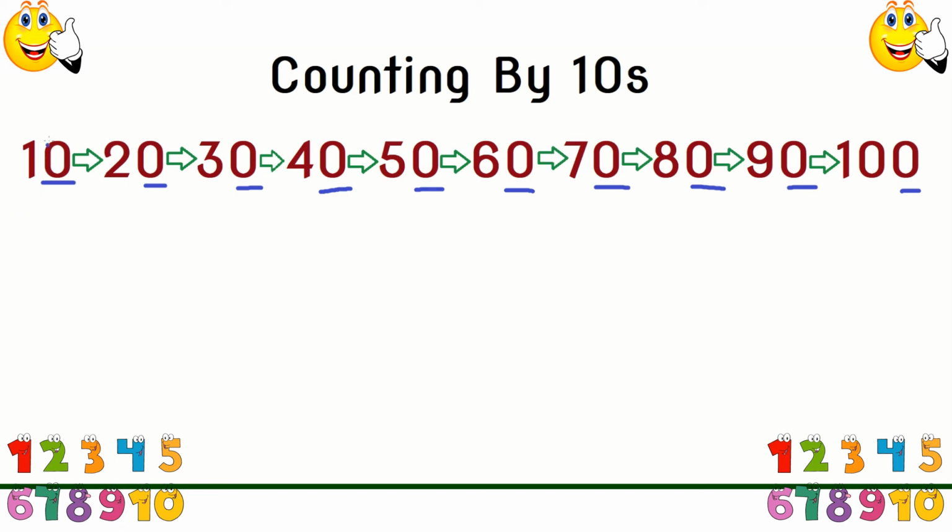So instead of 1, if we put a 0 after 1, we have 10. Instead of 2, if we put a 0 after 2, then we have 20. If we put a 0 after 3, we have 30. And so on and so forth. And even with 10, if we put a 0 after 10, we have 100. So as you can see, these all have a 0 at the end, and that is how we count by 10.